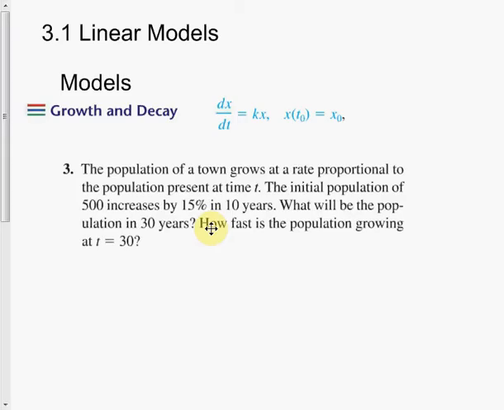Growth and decay. This is a growth model. It becomes a decay model if there's a negative in front of that K. So this is a growth. The population of the town grows at a rate proportional to the population present at time t. They're using X to denote the population here. What I'd probably do is just go back and call it P. dP/dt is equal to K times P. The initial population of 50 increases by 15% in 10 years. What will be the population in 30 years?